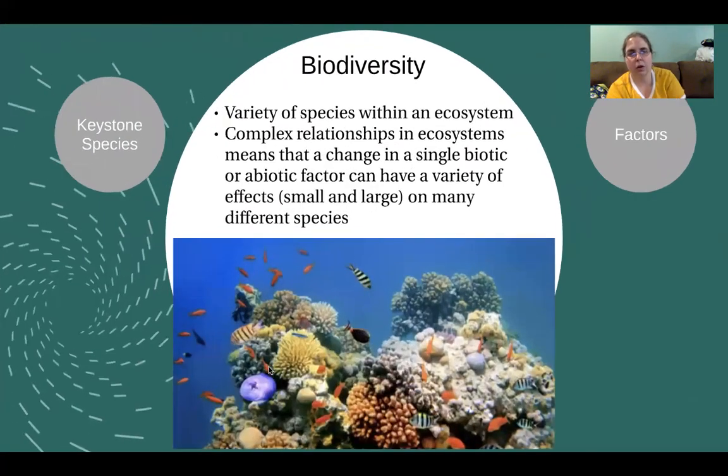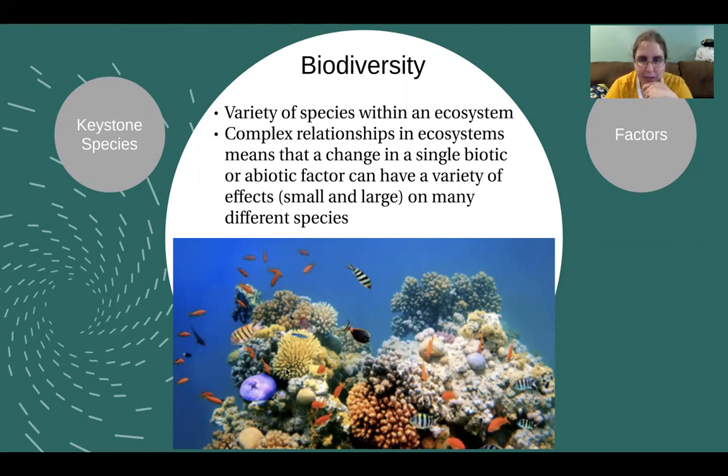All right, let's talk about something called biodiversity. So we mentioned this term in the beginning of the chapter. Bio means life and diversity means variety. So we're looking at the variety of species within an ecosystem. Now, what we have found is that complex relationships in ecosystems mean that a change in a single biotic or abiotic factor can have a variety of effects, both large and small, on many different species. We've actually found that the more biodiverse an ecosystem is, the healthier it is.